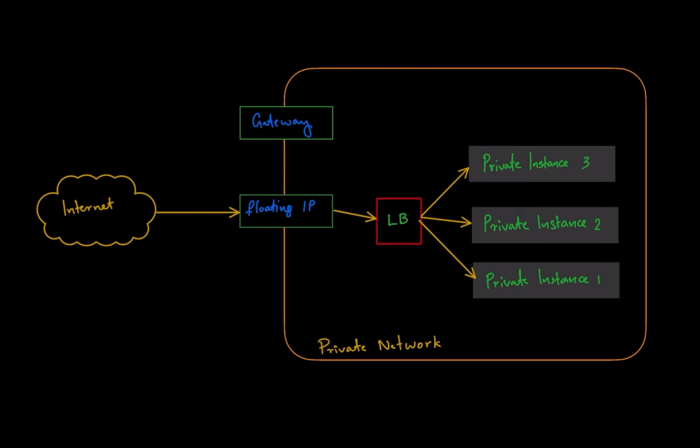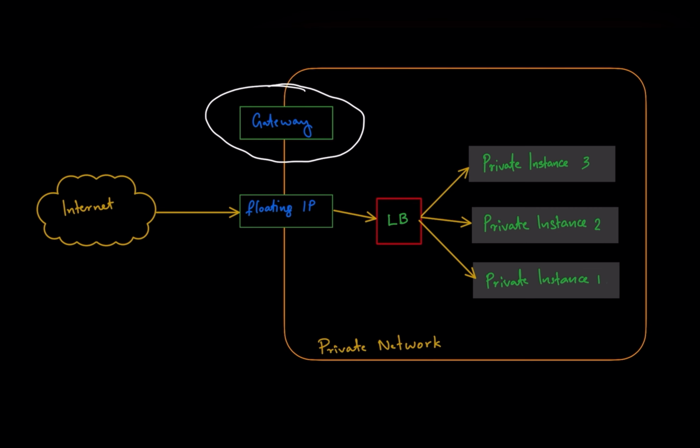Let's take a look at a diagram that describes what we're going to do in this video. First, we'll create a gateway for our private network. Then, we'll create a few private instances, and set up web servers on them. Finally, we'll create the load balancer and link the private instances with it. Alright, let's get started. First step, creating the gateway.